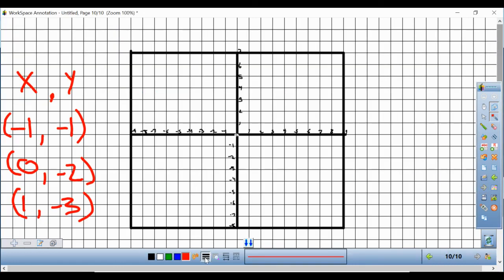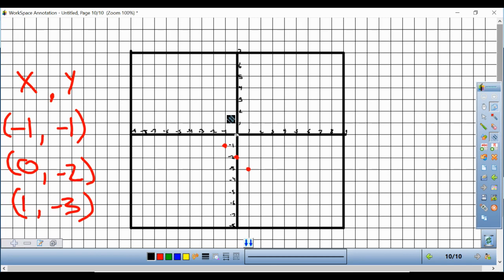Here they are. Negative 1, negative 1 is our first point. X goes side to side. So go to find the negative 1. And then from here, go down to negative 1. When x is 0, so now I'm not moving left to right at all, y is negative 2. Go down to negative 2. And the last one, 1, negative 3. So x is 1, so I find the positive 1 on the side, and I go down 3.